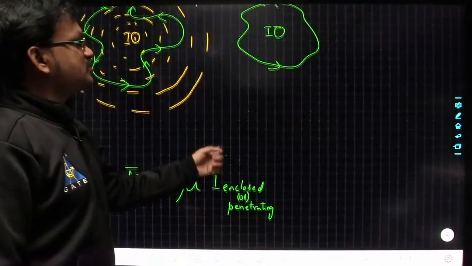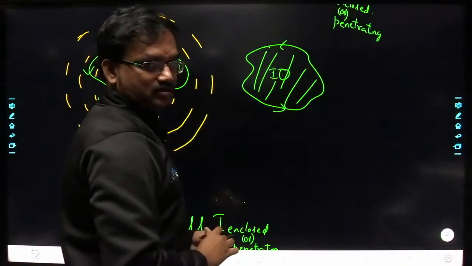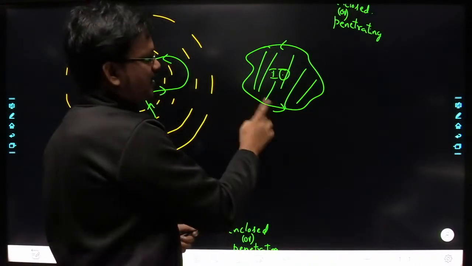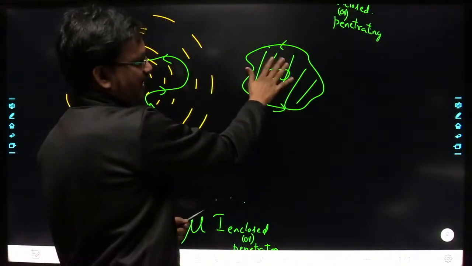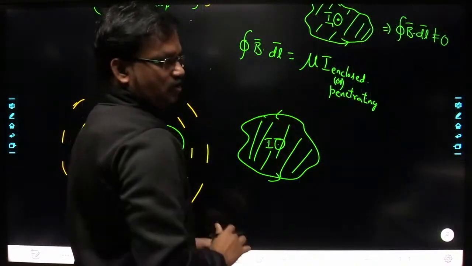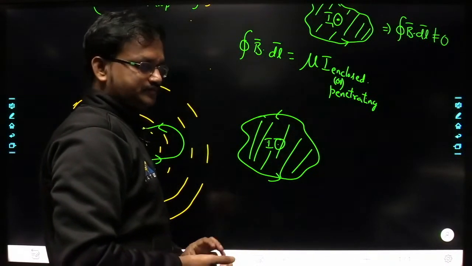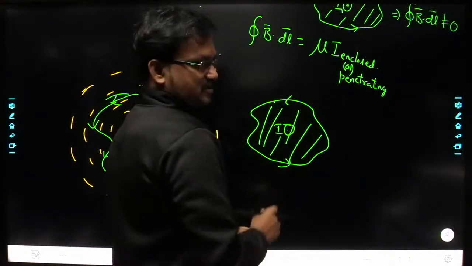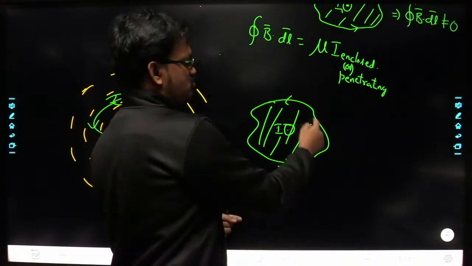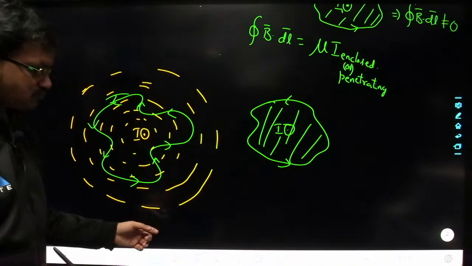What I am saying here is, is this loop enclosing this surface or not? Yes or no? Understood? And is this current penetrating through this surface or not? The current penetrating through the surface is enclosed by what? That is enclosed by this loop. You can write mu times I enclosed, or you can write I penetrating. So I penetrating means the current that is penetrating through the surface that is enclosed by this closed loop, right?